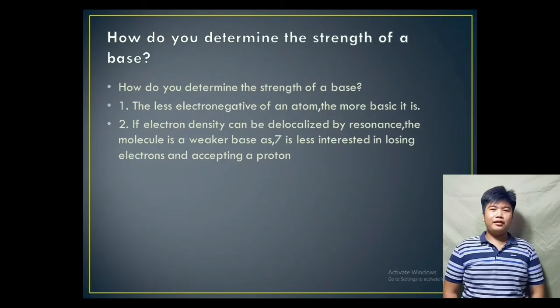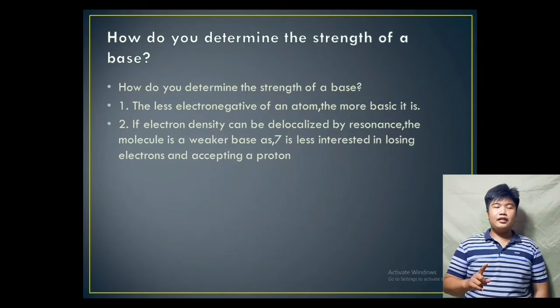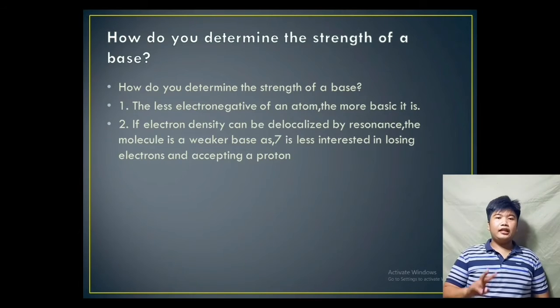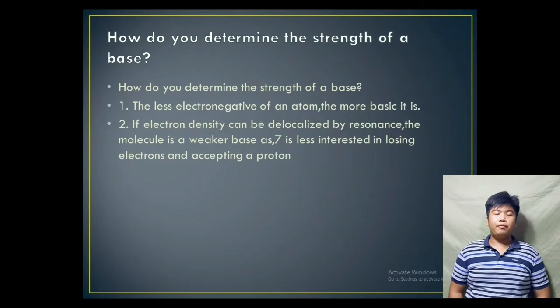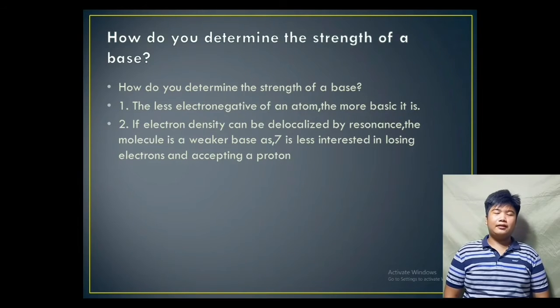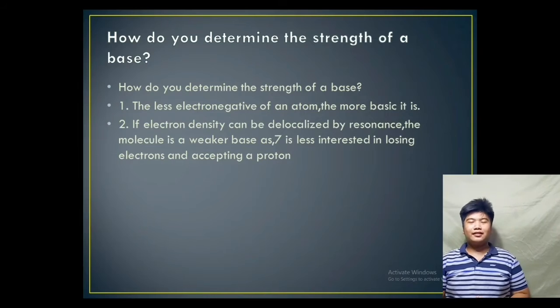How do you determine the strength of a base? First, the less electronegative an atom, the more basic it is. Second, if electron density can be delocalized by resonance, the molecule is a weaker base, as it is less interested in losing electrons and accepting a proton. Acids and bases are measured on the pH scale. That's all for strength of acids and bases.